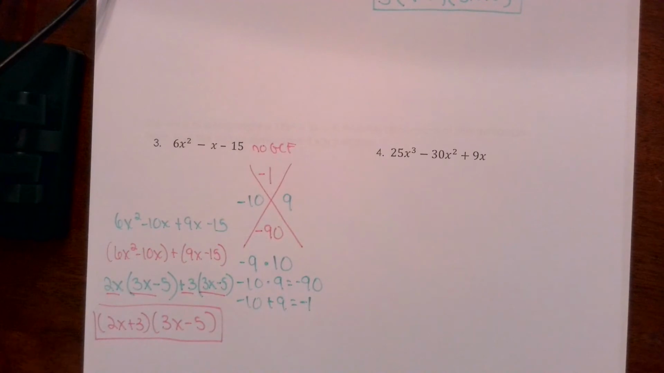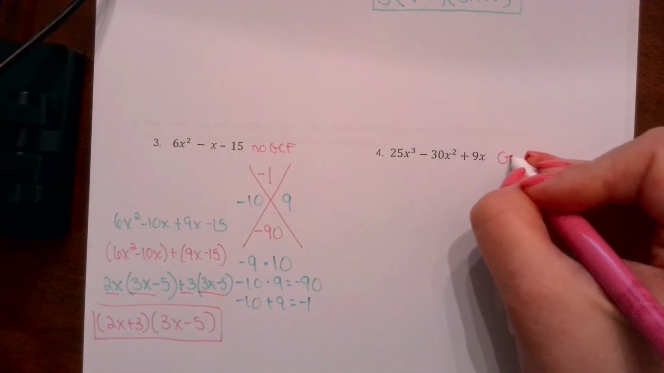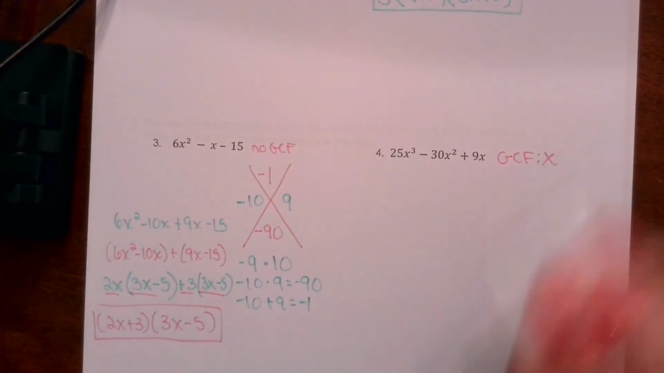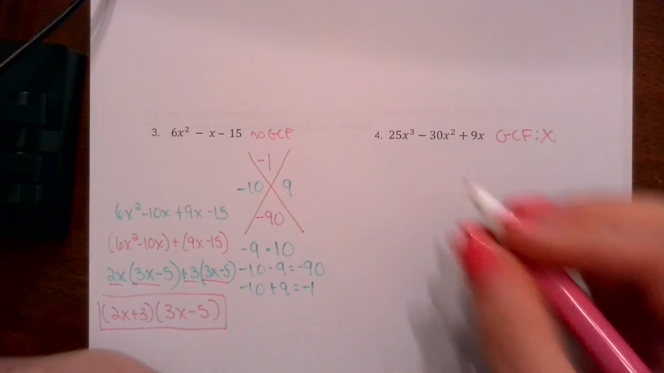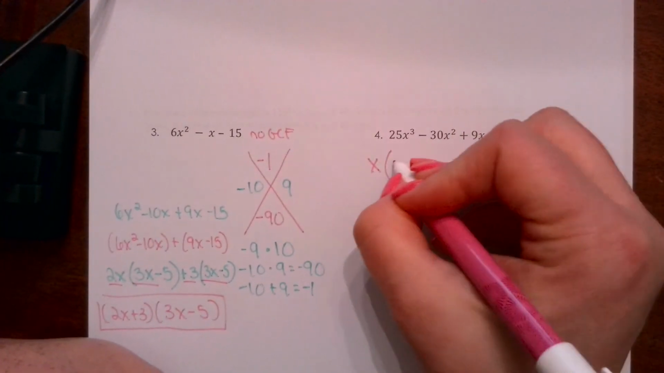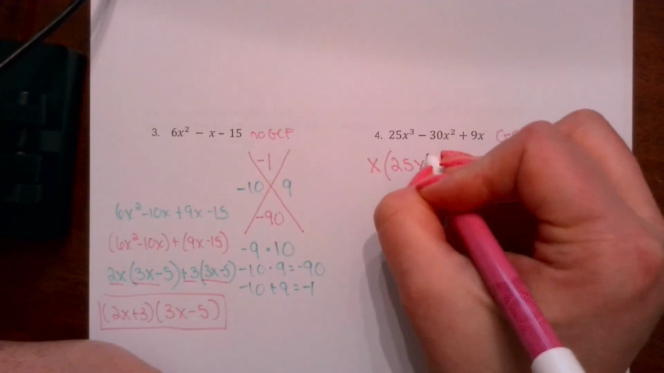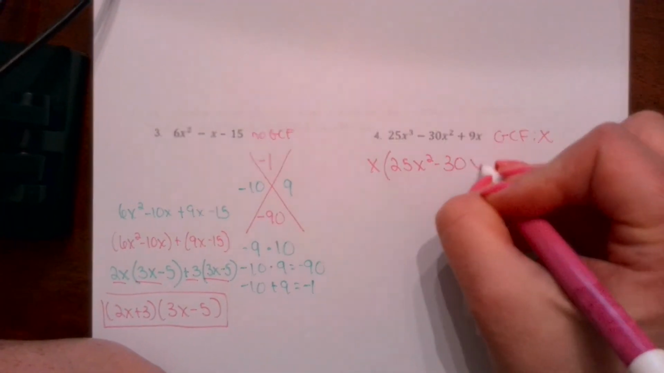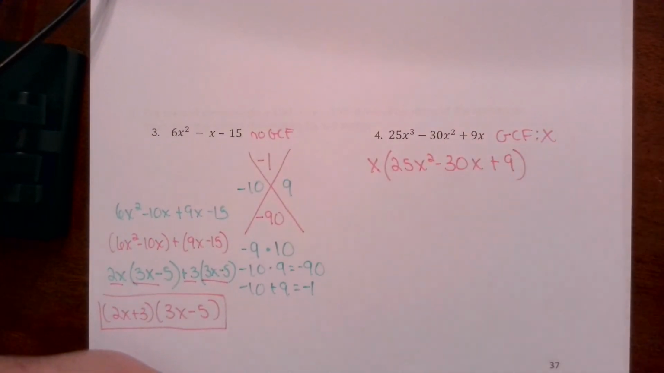Alrighty, let's take a look at our next answer. In 25, 30, and 9, I don't see a common numerical factor. But I do see that I have a GCF of x. I need to take the x out. So I have x times 25x squared minus 30x plus 9.